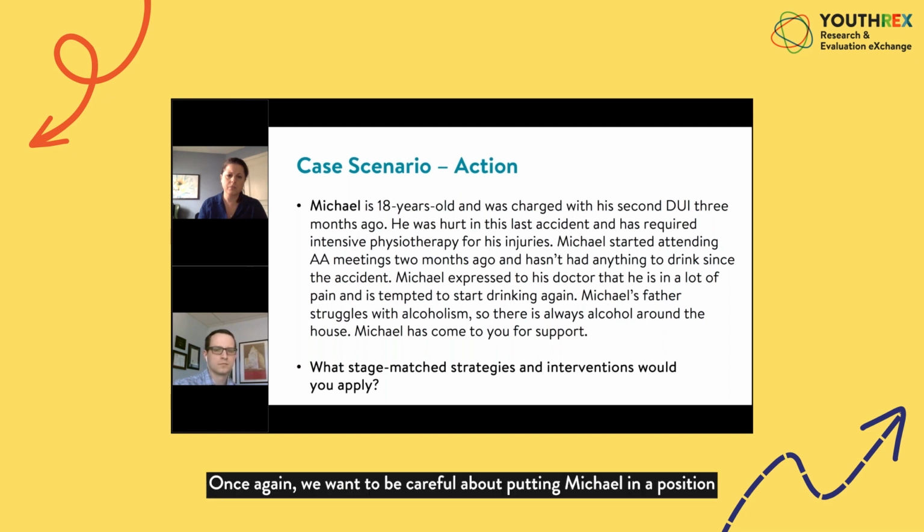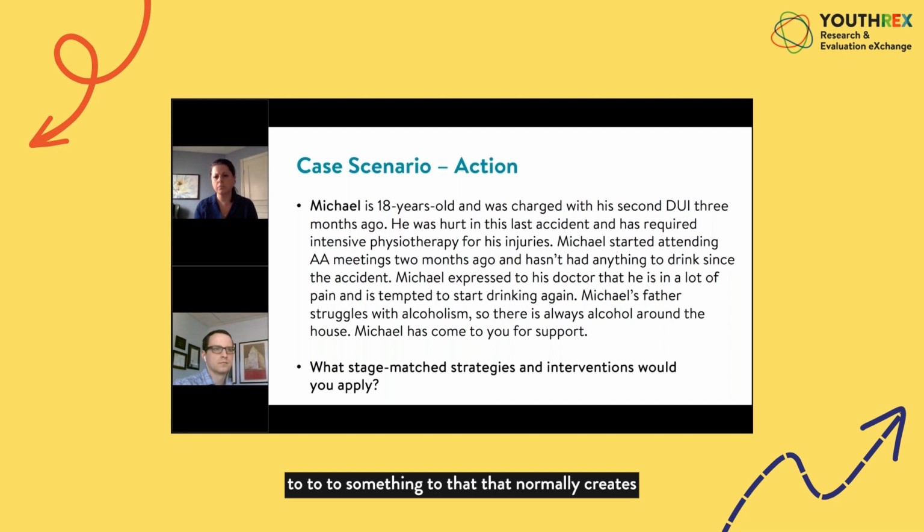Once again, we want to be careful about putting Michael in a position where they're becoming the caregiver to their parent. But there is something that can be said for Michael feeling like he could be a support to his dad in terms of modeling the good behavior. So I think being able to reward good behavior is very important. There's also something we call counter conditioning, where you're using low level exposure to something that normally creates a negative reaction in order to generate a positive response.